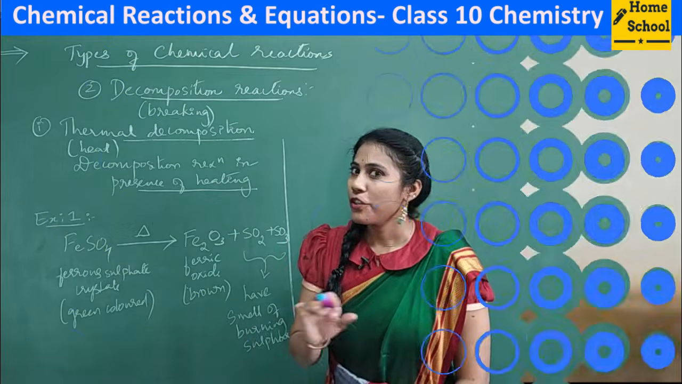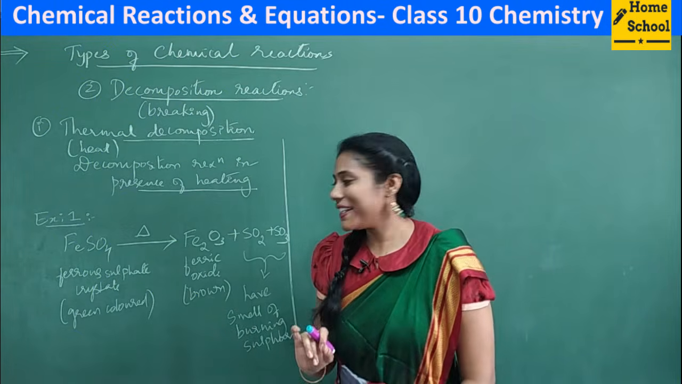See the brown, slowly the brown color, you got ferric oxide. This is what we actually call rust. The green color has converted into brown color crystals. So this is the experiment of decomposition of ferrous sulfate crystals. That was an interesting experiment, isn't it?